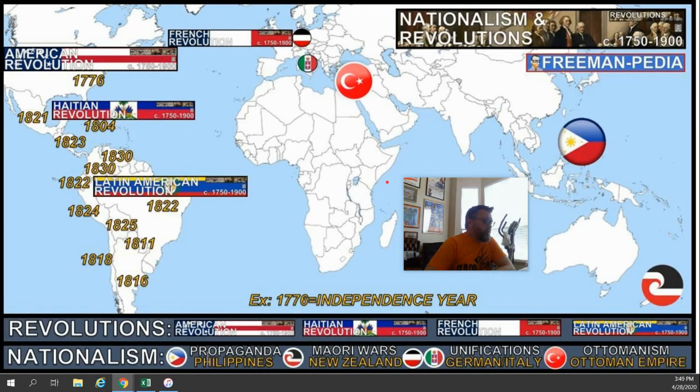In terms of revolutions, the most important to recognize, the American is the first. I have a chart in the next page that compares some of these elements. And then the French is next.